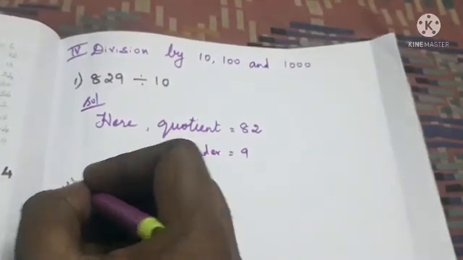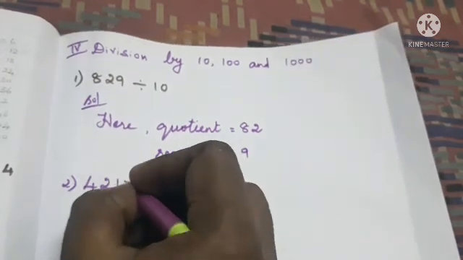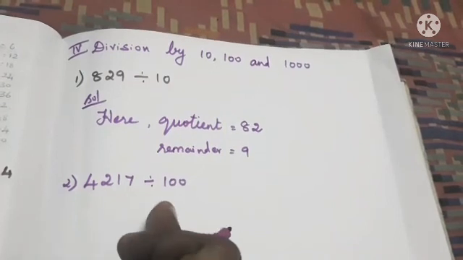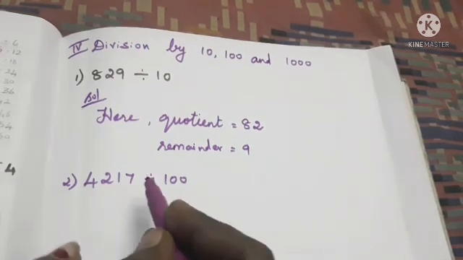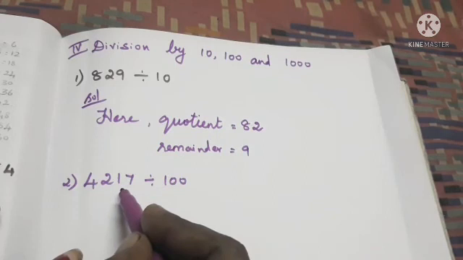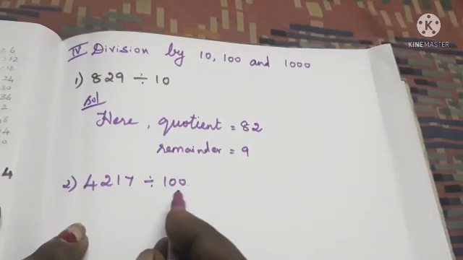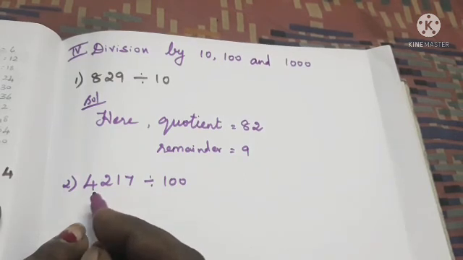Likewise, second problem, you have to divide 4217 by 100. Look at the 100, how many zeros are there? Yes, 2 zeros. These are ones and tens. So in this value also, the ones and tens place digits we take as the remainder, because in 100 we have 2 zeros. For these 2 zeros we take the tens and ones place as the remainder and the remaining values we write as the quotient.